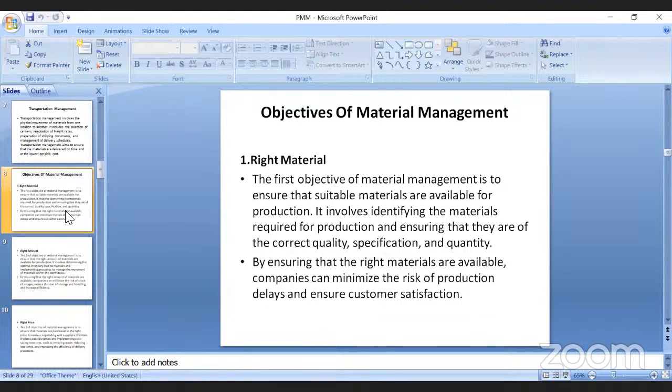The first objective of material management is the right material. The first objective is to ensure that suitable materials are available for production. Suitable means what? Whether it is a requirement of the organization or not, whether it is usable for the production system or not, whether it is good quality or not, whether it has proper specification or not.